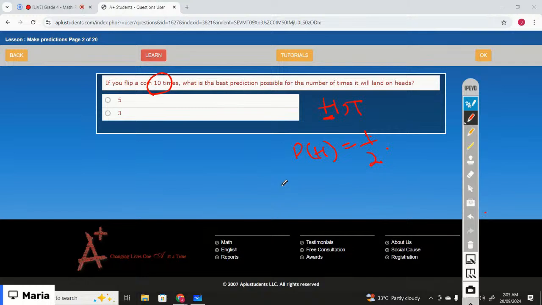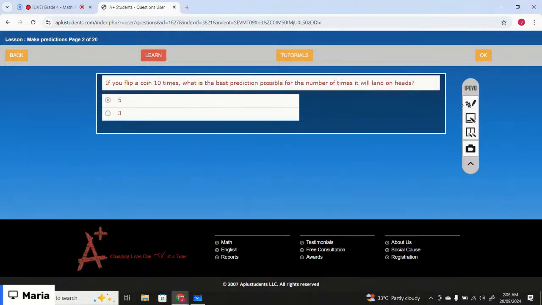Now you did that 10 times. You have to do 1 by 2 of 10. 1 by 2 times 10, that is 10 by 2, 5 it is. The correct option is 5. Got it? Option number 1 is the correct option.